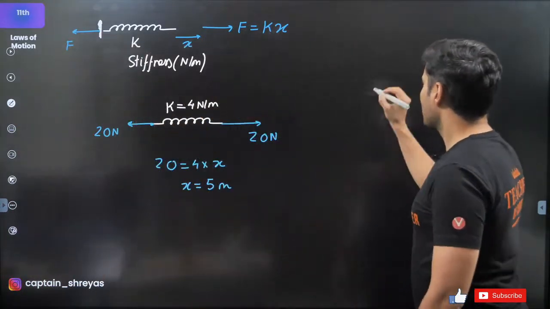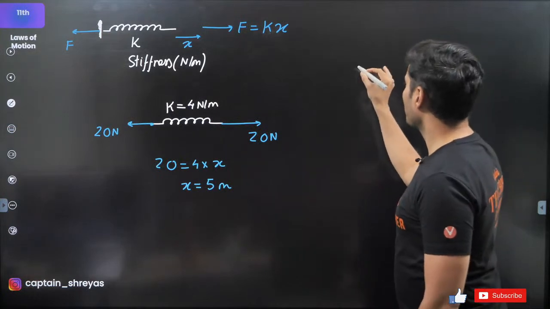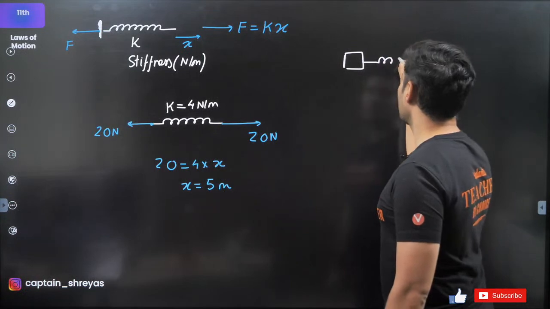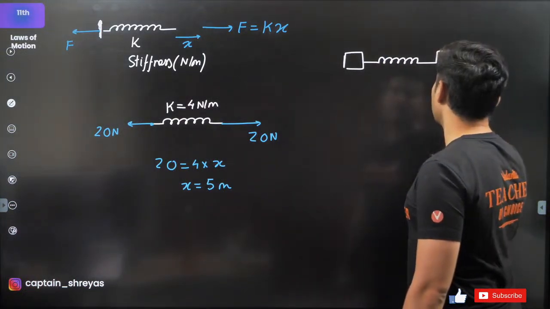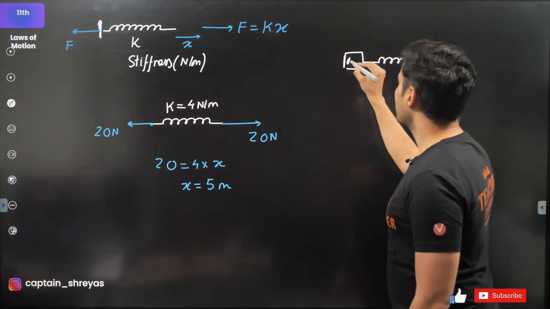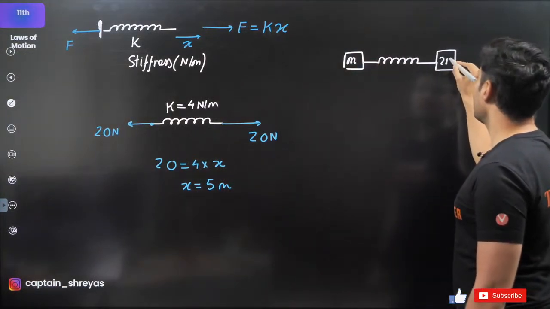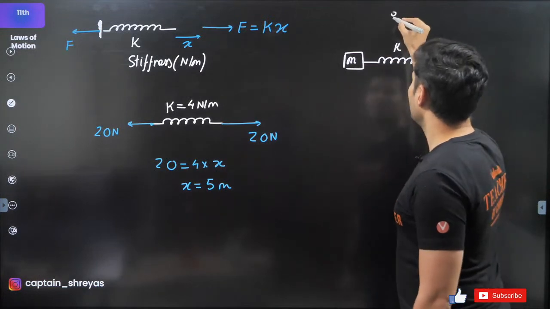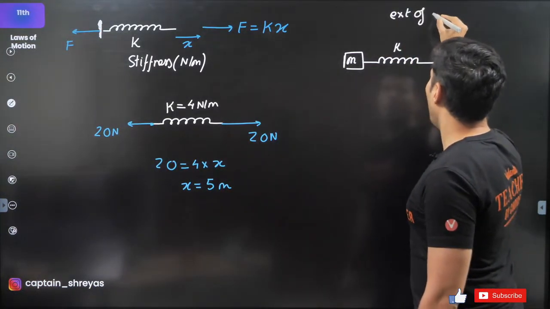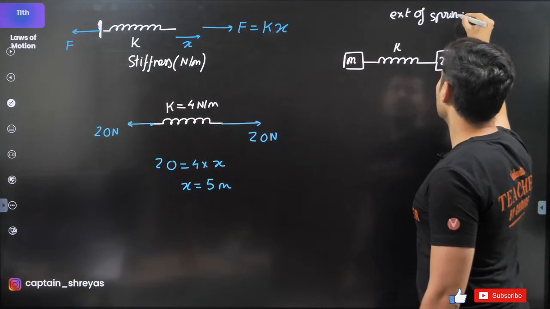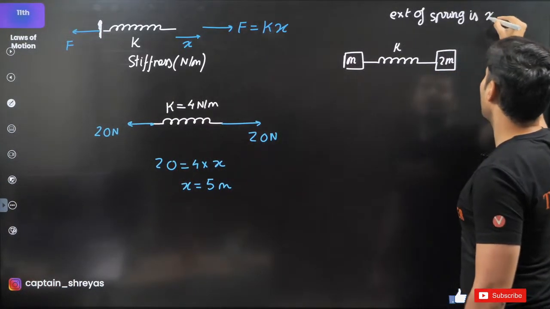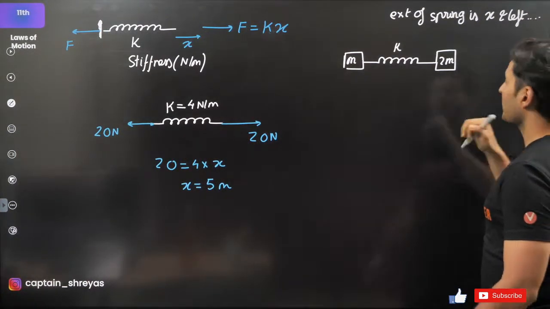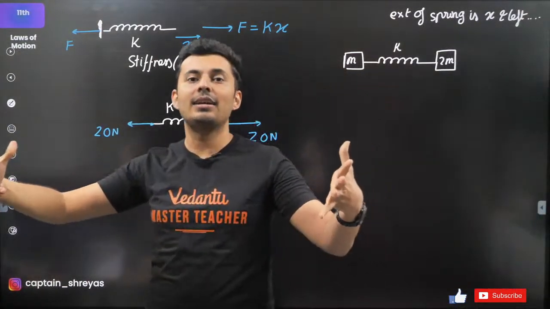Just imagine, somebody tells you that there is a mass here, there is a spring over here, and there is another mass over here. Let's say this is M, let's say this is 2M, let's say this is K. Let's say it is mentioned that the extension of the spring is some X, and then you leave it. You extend it by some amount and leave it.